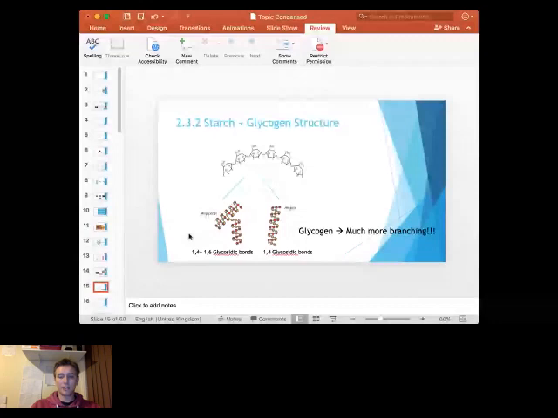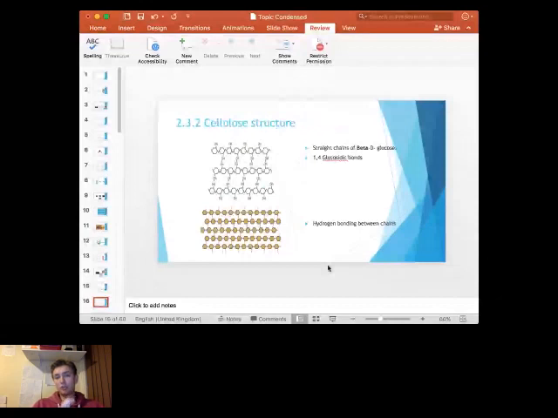Fantastic. Okay, so what about the cellulose structure? Well, cellulose is made up of straight chains of beta glucose. So it's formed by 1,4 glycosidic bonds as well.